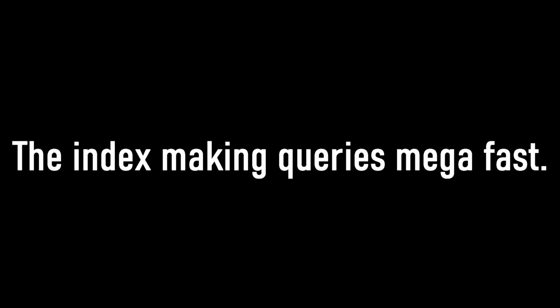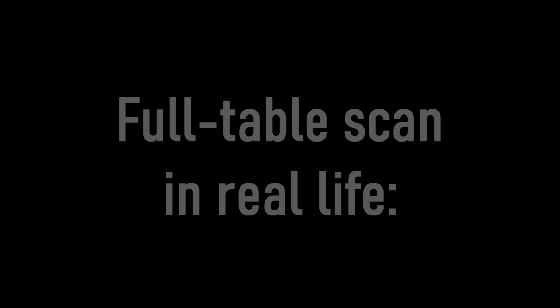A covering index is one of the coolest database optimization tricks you probably never noticed until your queries suddenly become way faster. Imagine you own a library with 1 million books. If someone asks for Harry Potter, you could check every shelf until you find the book. Doing so is called a full table scan.